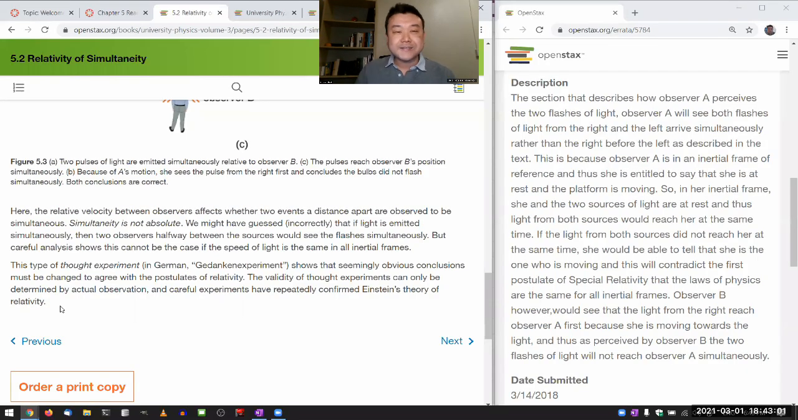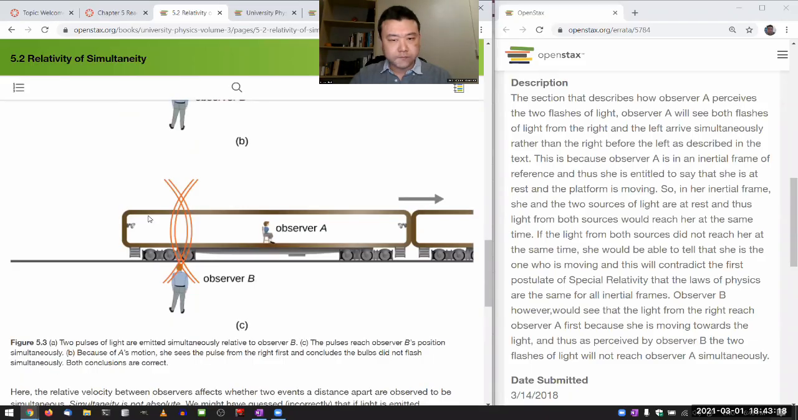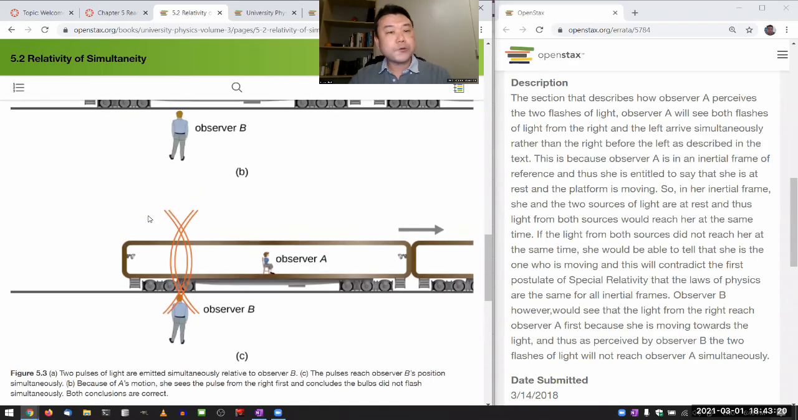It's been repeatedly tested, and the conclusions that follow from the second postulate have been confirmed over and over again, which is the basis on which we say the second postulate is true. Now, when you heard me read through this section, most of it made sense.